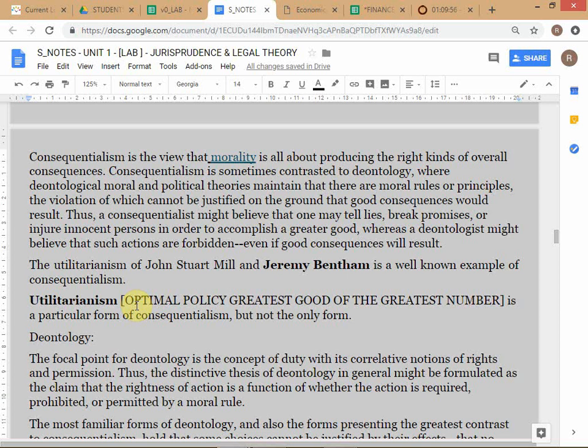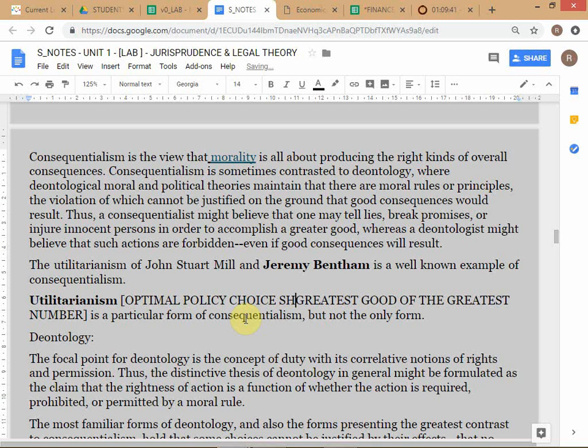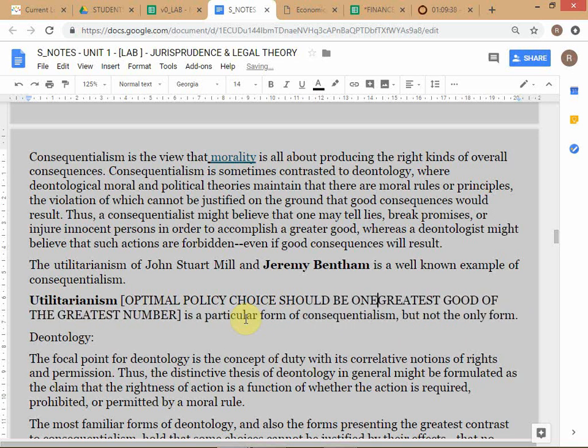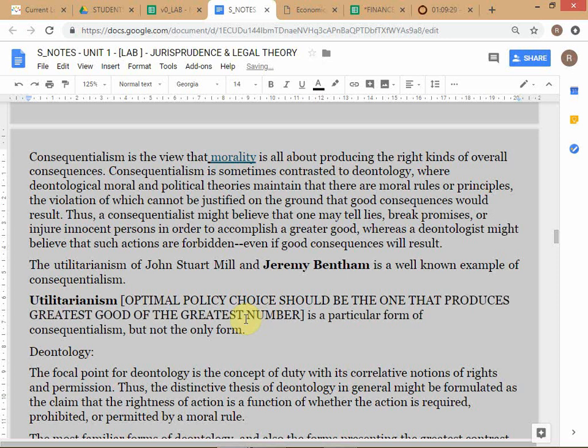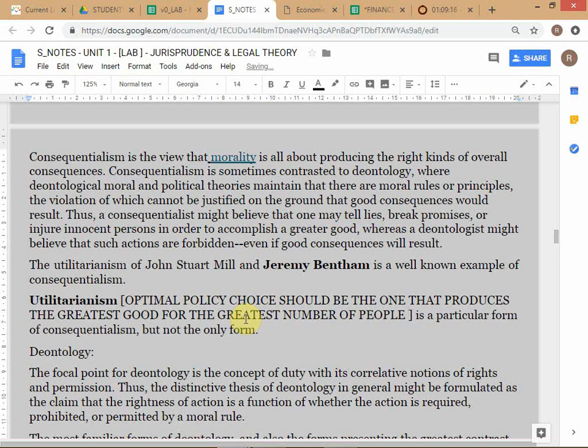So if you are following utilitarianism, you would make these kind of policy choices based on what will produce the greatest good for the greatest number of people. Okay, this is the idea behind utilitarianism. So the optimal policy choice should be the one that produces the greatest good for the greatest number of people. Okay? Because normally the people who are subject to the policies are the people. Alright, so this is basically the idea.